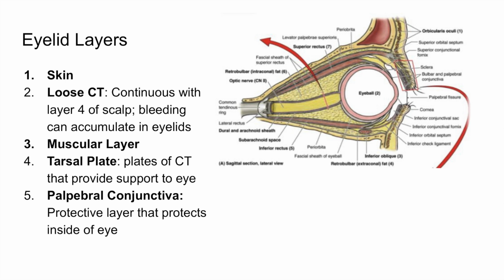So the big takeaways are that the loose connective tissue layer allows fluid to spread easily into the eyelid. The muscular layer is critical for eye closure and opening via cranial nerve 7 and 3 respectively. The tarsal plate provides the structural integrity and houses glands that are important for stability, and the conjunctiva serves as a protective and lubricating inner lining.